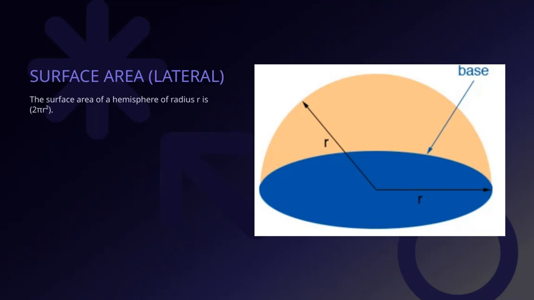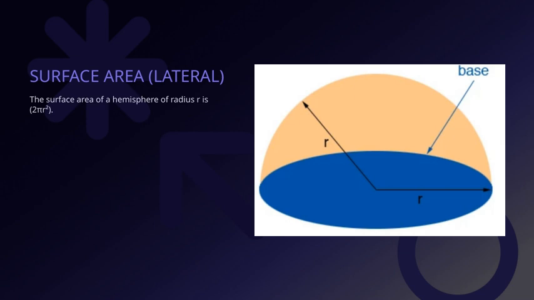All right, let's take a closer look at the surface area of a hemisphere, specifically the lateral surface area. The formula for this is 2 pi r squared, where r is the radius of the hemisphere. What this means is that if you know the radius, you can easily calculate the curved surface area that wraps around the hemisphere. This is an important concept because understanding the surface area helps us in various real-world applications, like calculating material needed for hemispherical objects or understanding their properties better.